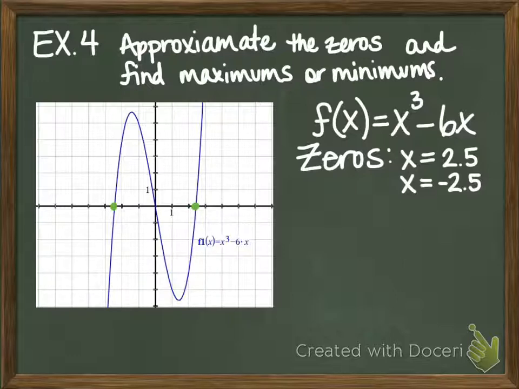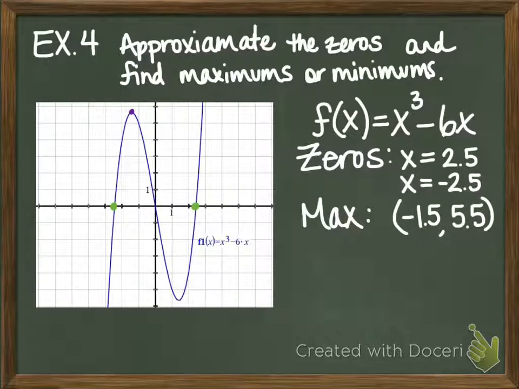Now, it's not always going to be the positive and the negative value of something. That's just a coincidence for this problem. Okay, so now we're going to look at the maximum value. Remember that this graph continues up infinitely. We're looking at the relative max or min. So that's this point up here, and I'm just going to approximate the ordered pair for that. And I'm going to say it's at about -1.5, 5.5.